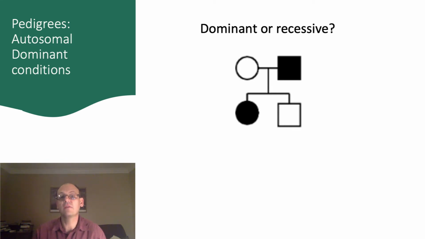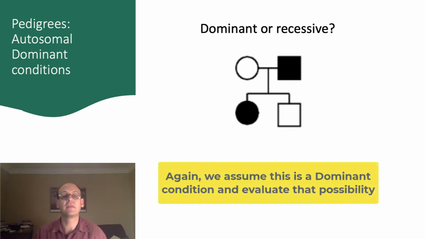Again, we start by writing on the pedigree anything we know to be true, if this is a dominant allele. The unaffected individuals must have two homozygous recessive alleles, and the two affected individuals must have at least one dominant allele. With this written on the pedigree, we can now evaluate whether it's possible that this is a dominant allele.